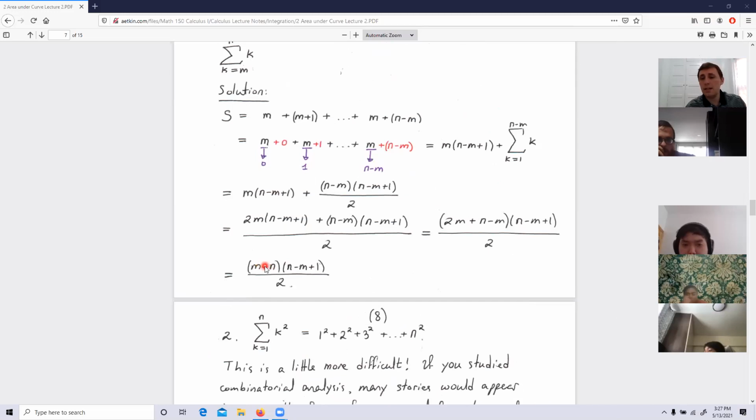M plus n is the value of summing in the column. Each column adds up to n plus m. And how many times am I adding that column? I'm adding it n minus m plus 1 times. And I divide by 2 because I have 2 sums here, and I want 1. I hope this is clear, guys.